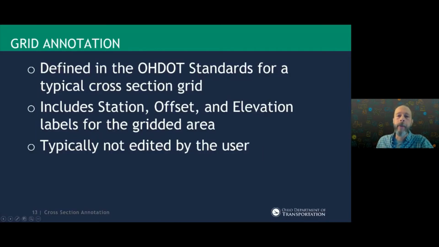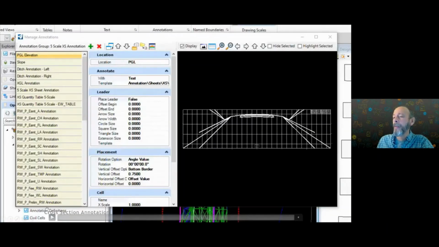So I'm going to start with the grid annotation. This is defined in our ODOT standards for a typical cross-section grid. The grid includes the station annotation and the offsets across the bottom and elevation labels on the right. This is something you probably won't need to edit. So here's a little video that talks a bit about the grid.